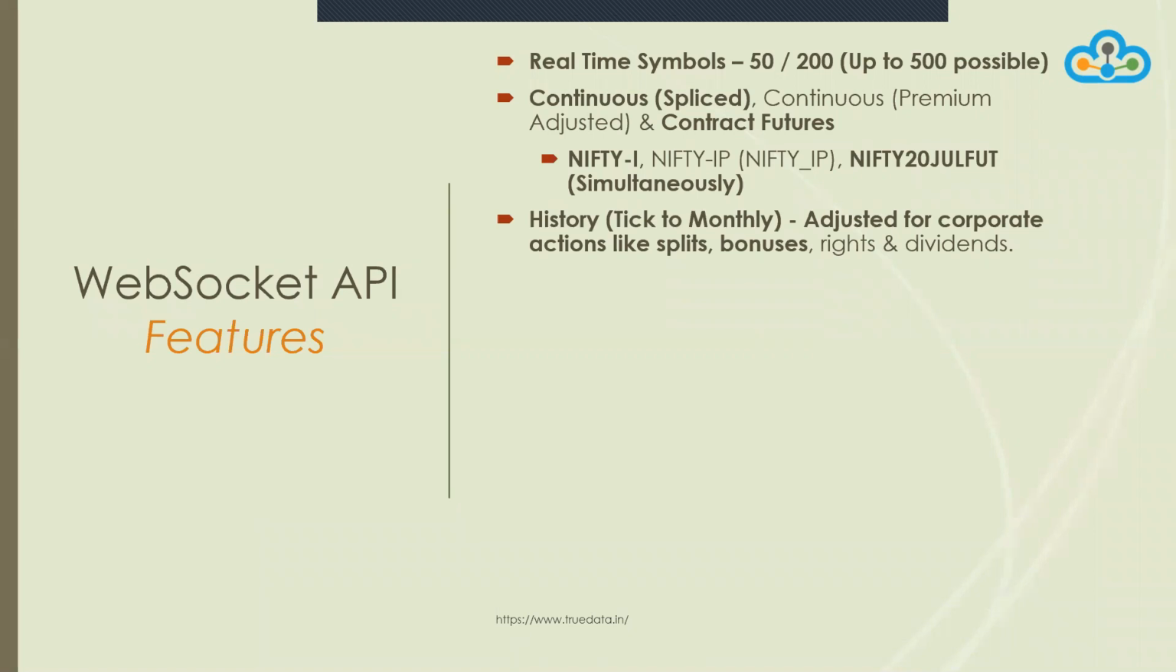History is going to be adjusted for corporate actions like splits, bonuses, rights, and dividends also. Currently, we have already adjusted it for splits and bonuses. For rights and dividends, we will be starting to adjust very soon now. So it will be adjusted for everything, so you don't have to worry. Right from the tick, nobody is adjusting the tick data till now. Even we don't adjust in our other setup. But in this setup, we will be adjusting right from the tick up to monthly.